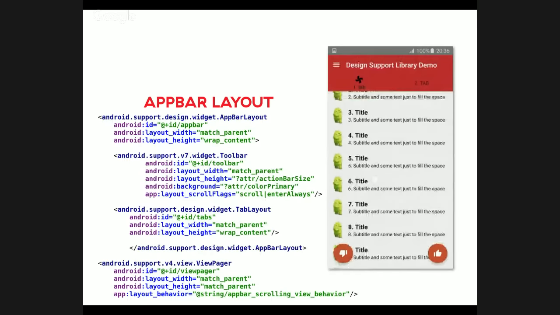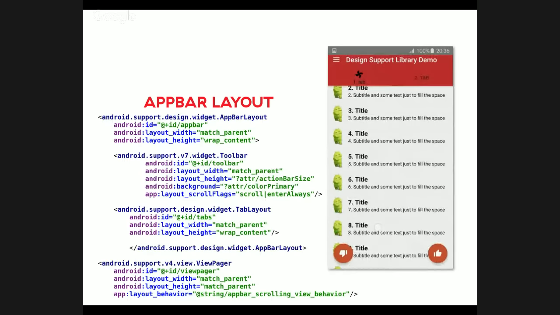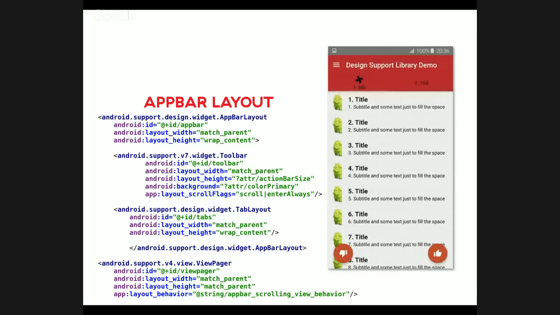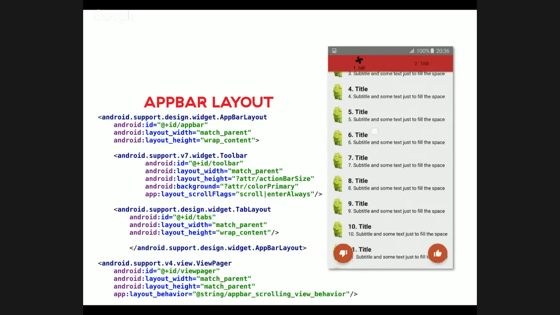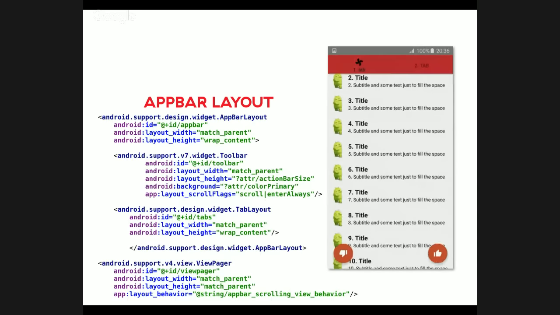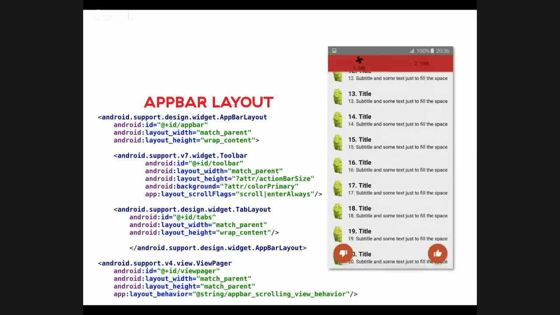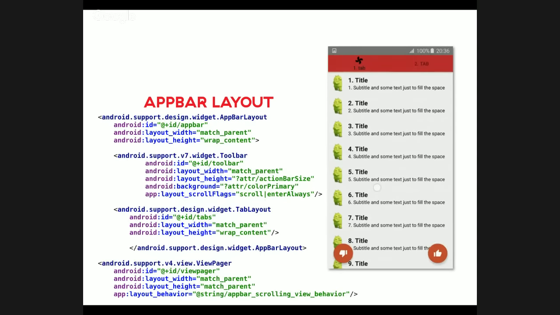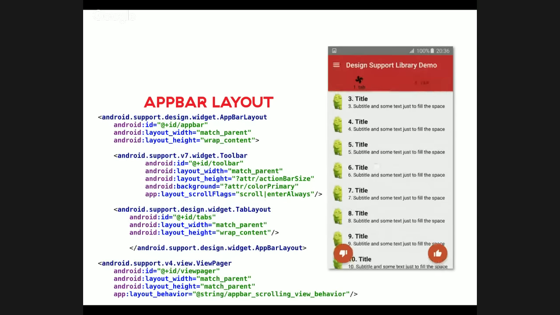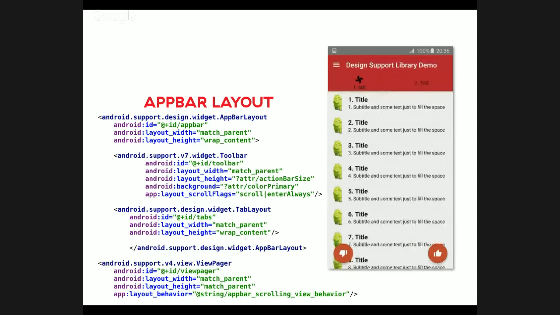The app bar layout can be collapsed into a layout, depending on the coordinator layout, so it will fit on the screen. The app bar layout has two children, a toolbar and a tab layout, and the app bar layout and the view pager are both inside a coordinator layout. The app bar layout by itself isn't scrollable, it just extends a vertical linear layout, but in order for it to scroll, it has to have a scrolling sibling.